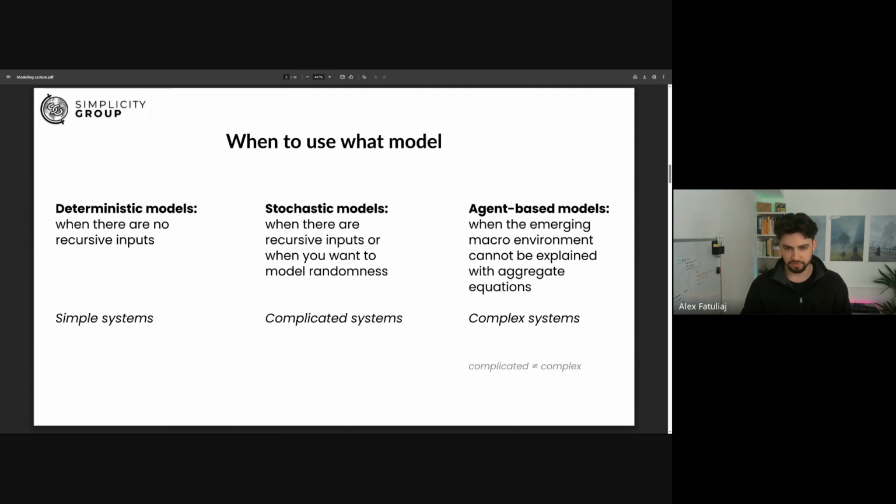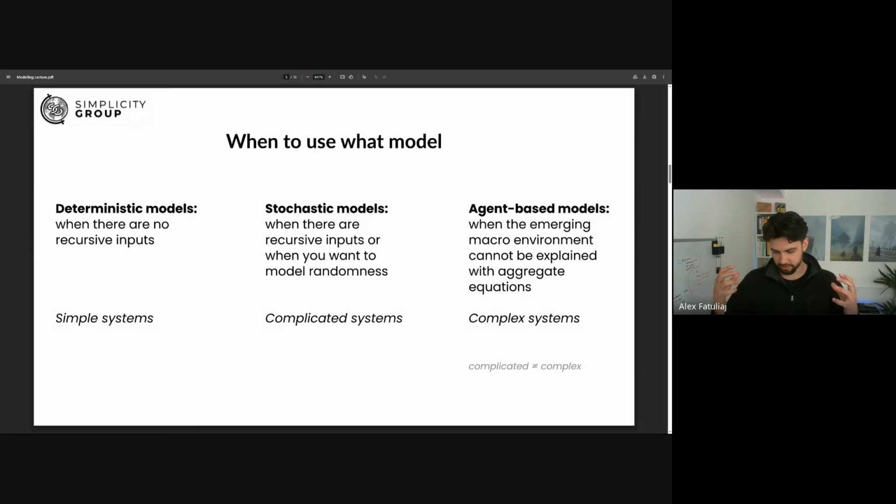With stochastic models, or complicated systems rather, you can. So for example, a jet engine is a complicated system. There are so many different moving parts, and yes, they all relate to each other. You have to screw in this bolt, then this nut. But you can take it apart, and then you can put it back together again. It will always work. Complex system, you can't. You can't pick apart the atoms in the cloud and then put it back together and expect to have the same weather pattern going forward.